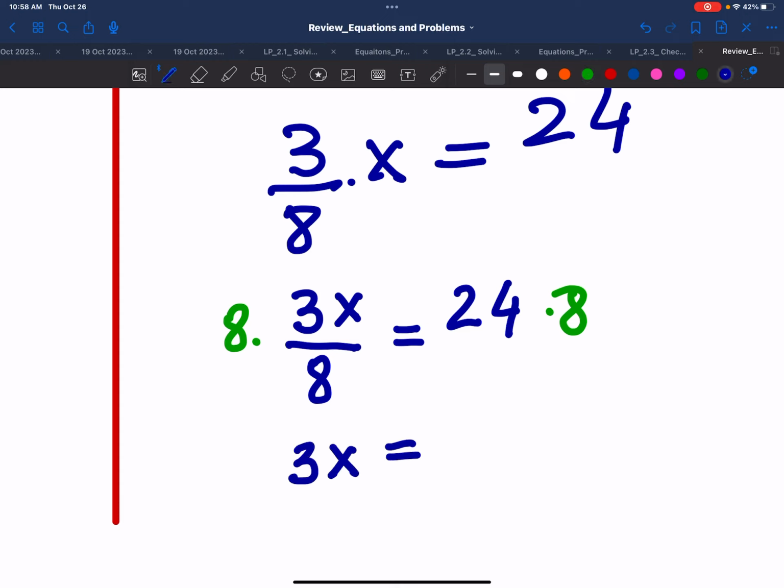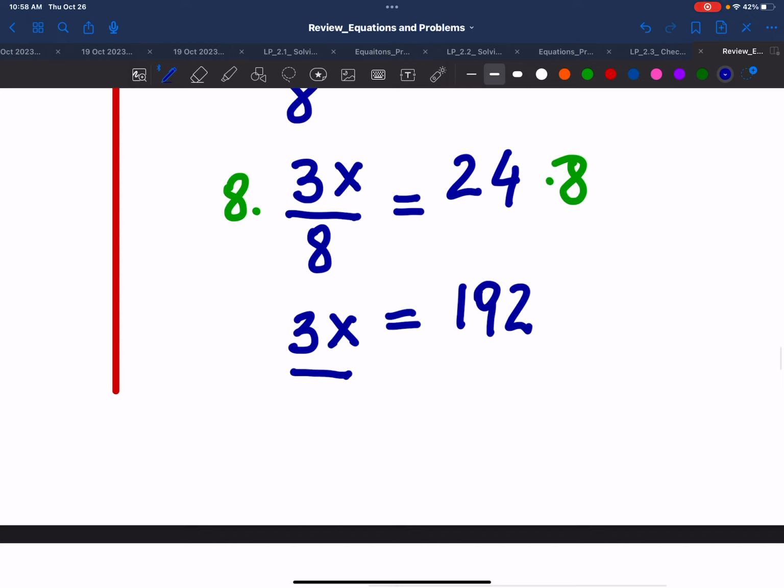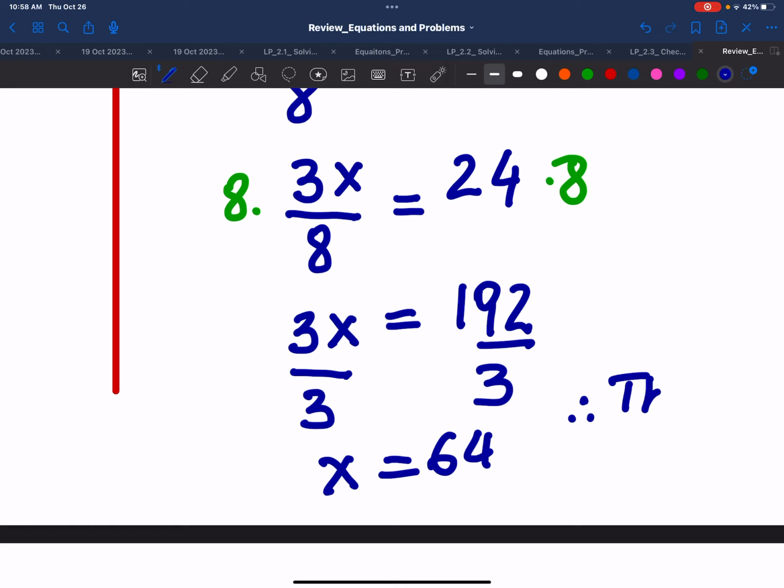So we have 3x equals 24 times 8, which is 192. Just use a calculator for it. Now isolate x from 3 by dividing both sides by 3. So x would be equal to 192 divided by 3, or 64. So therefore, we're going to say the number is 64.